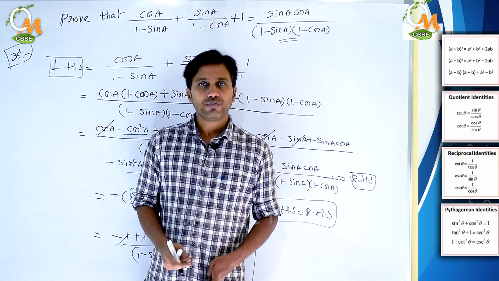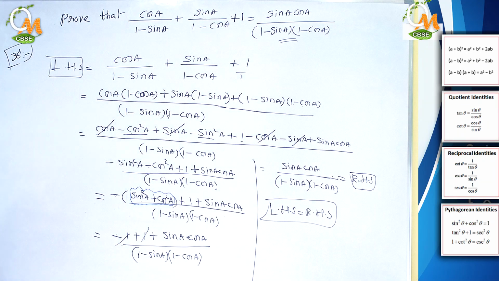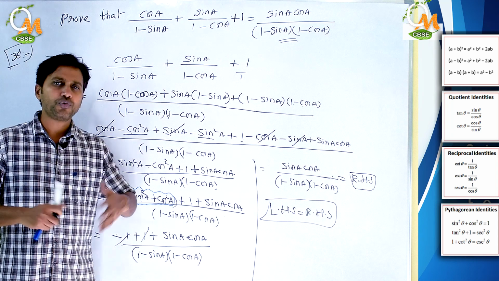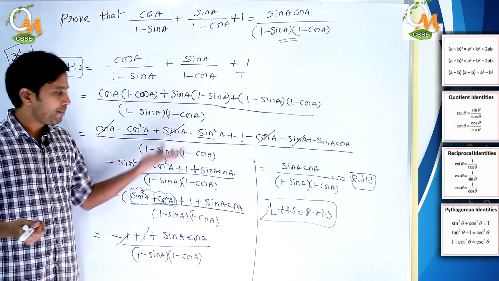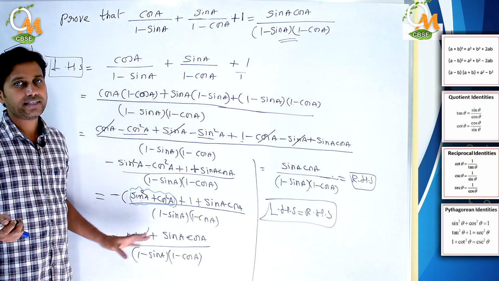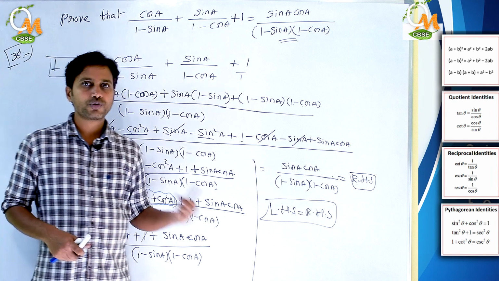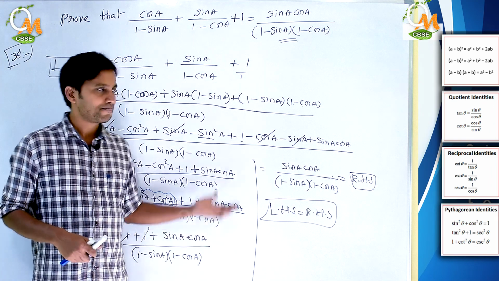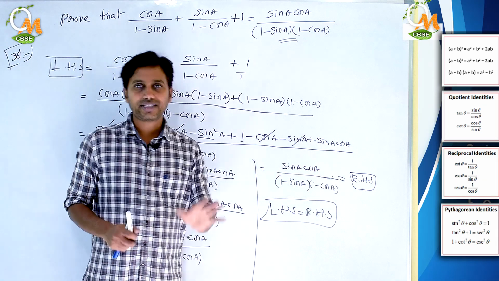Like this we have to do the problems. Understood? It's a very simple problem. And tell me, what are the key steps to solve this problem? There is no new key point. Understood? We are only taking the LCM and simplifying that. That's all. Nothing else. And we just used sin square A plus cos square A equal to 1 once to solve this part, and we obtained our RHS part.